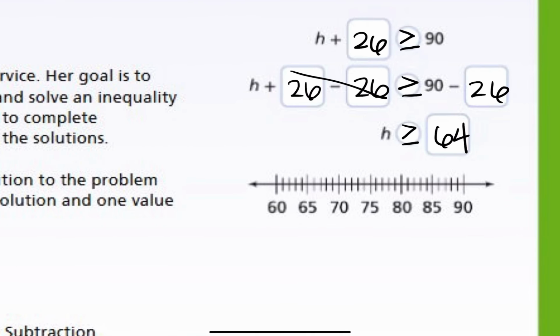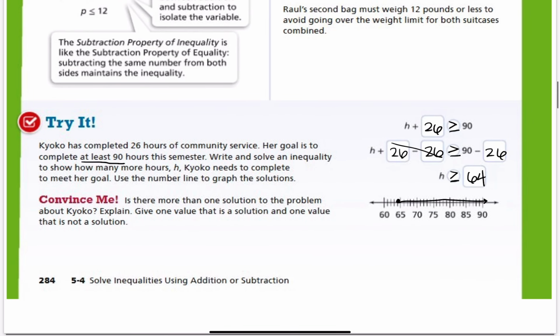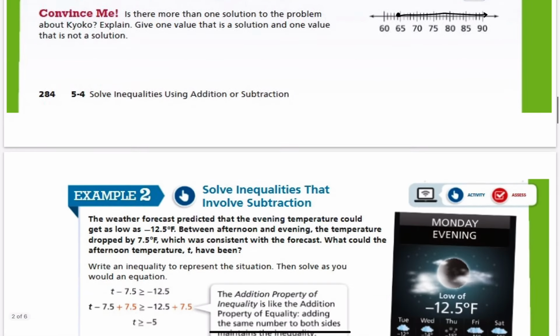Now, to graph that, we want to show how many hours she can complete. So I find 64 and I put my point there. Since 64 is included, because 64 works since I have that equals to, I do a closed dot on 64, and it can be all the numbers after 64 to make this true as well. So H can be 64 or 65 or 70 or 100, any number greater than 64 is what this is telling us. All right, moving along.